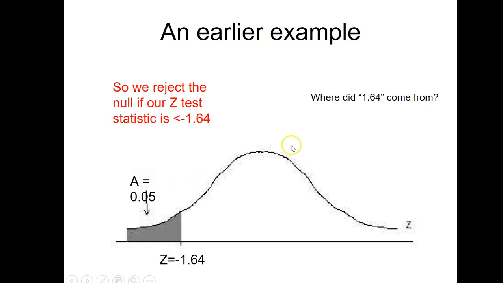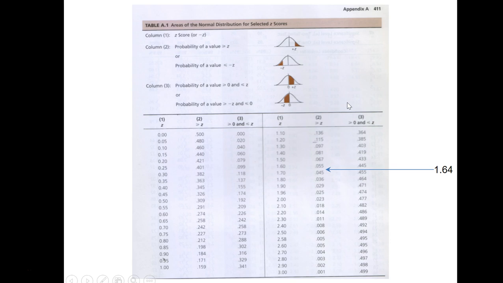Now, if this is the distribution of all the marks, and your mark is over here, how many standard deviations from the mean is that? Well, we know that by looking it up in the back of the book. So we compute our Z score from the previous formula, and look up in the back of the book what percentage, what probability, this corresponds to. Okay, 1.64 is right there.